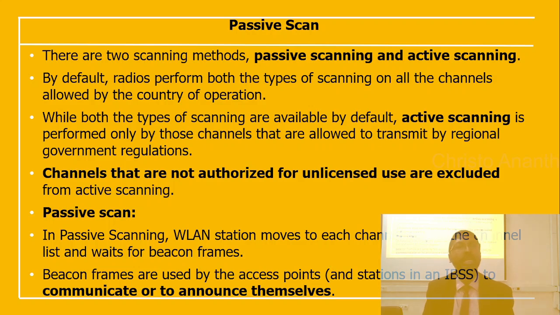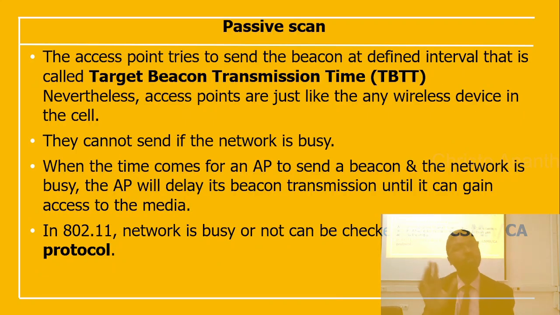In passive scanning, the WLAN station moves to each channel as per the channel list and waits for the beacon frames. Beacon frames are used by the APs, and of course stations in the independent basic service set, to communicate or announce themselves. The access point will try to send the beacon at a defined interval. That is called the target beacon transmission time.